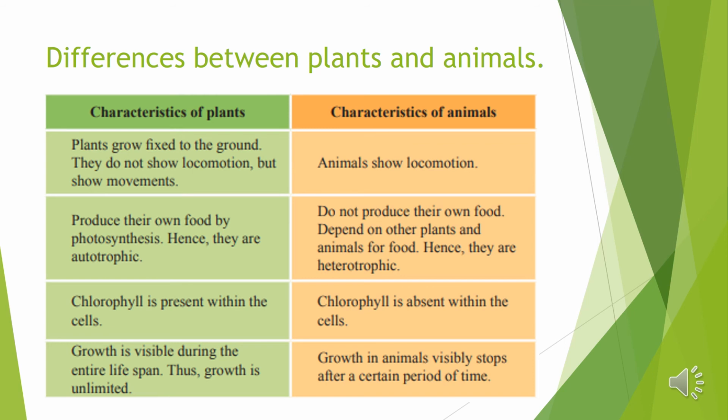Okay, and then the other characteristic is that plants produce their own food. Plants produce their own food by a process called photosynthesis, as we discussed earlier. Therefore, we call them autotrophs. But when you talk about animals, they don't have the ability to produce their own food. Instead, they depend on other animals and plants for their food. Therefore, we call them heterotrophic organisms.